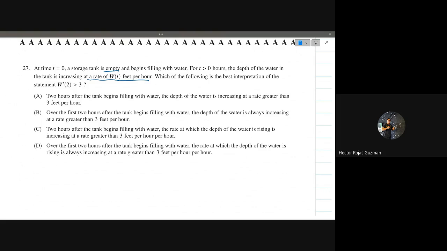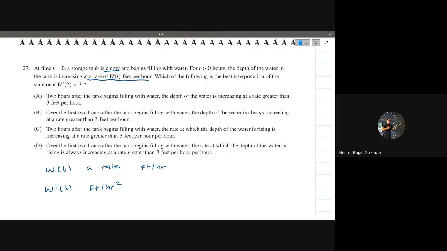Before I start looking at my answer choices, we've got to keep in mind that W of t is already a rate. And more importantly, it's going to be feet per hour. So when you take the derivative of that, you're going to get a second rate, which is feet per hour squared. Just knowing that fact, we can probably cancel out some of these choices.